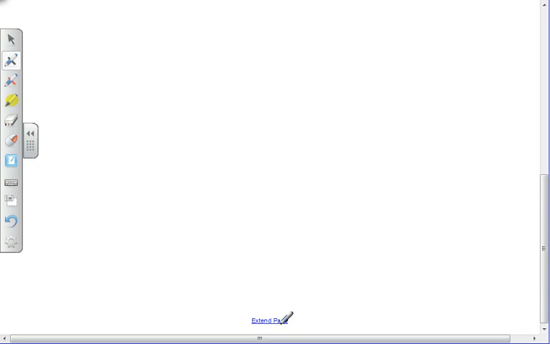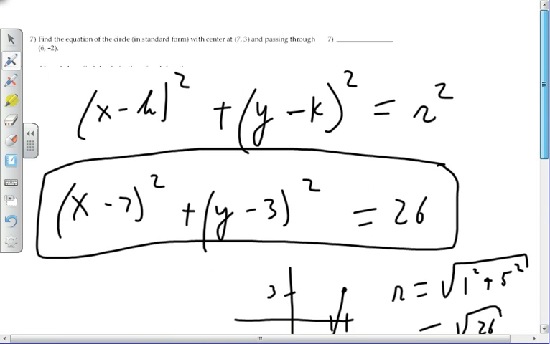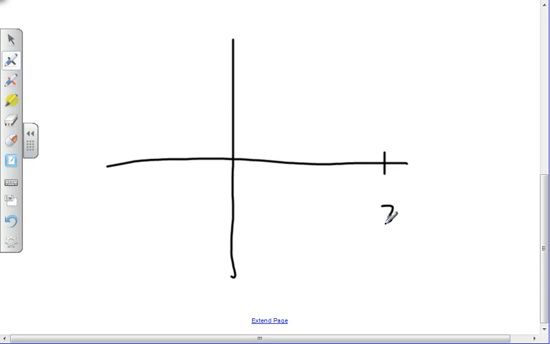Okay. So I draw an XY plane, and my center is at 7, 3. So I come out to 7, 3. There's my center. And it passes through a point 6, minus 2. So that means my radius has to be that.